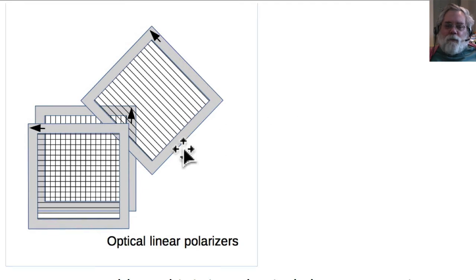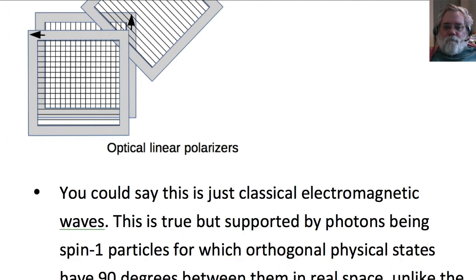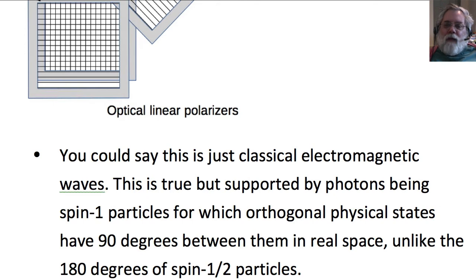This would be what the setup would look like. The polarizer behind is a vertical polarizer. The polarizer in front is rotated to be horizontal. This polarizer is rotated to be 45 degrees. When we look at light through these two, it should be dark, but then as we slide this polarizer in, some light gets restored. Now, you could say, well, this is just a classical electromagnetic wave experiment.